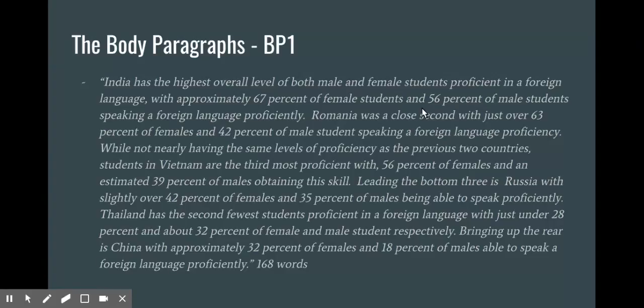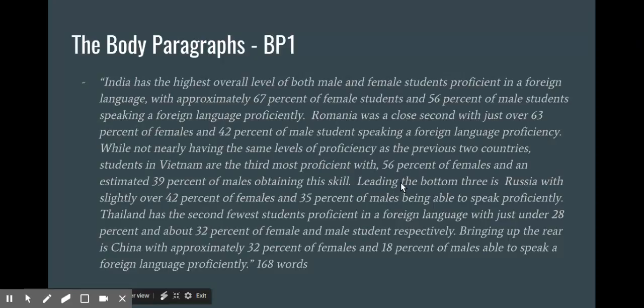With just over 63%. So again, "just over" is another way of letting the examiner or the reader know I don't have an exact number. And then I say, well, not nearly having the same levels of proficiency. So I let the examiner or the reader know that Romania was a close second, but Vietnam isn't so close. So you could have said Vietnam was a distant third. So there's space in between those levels.